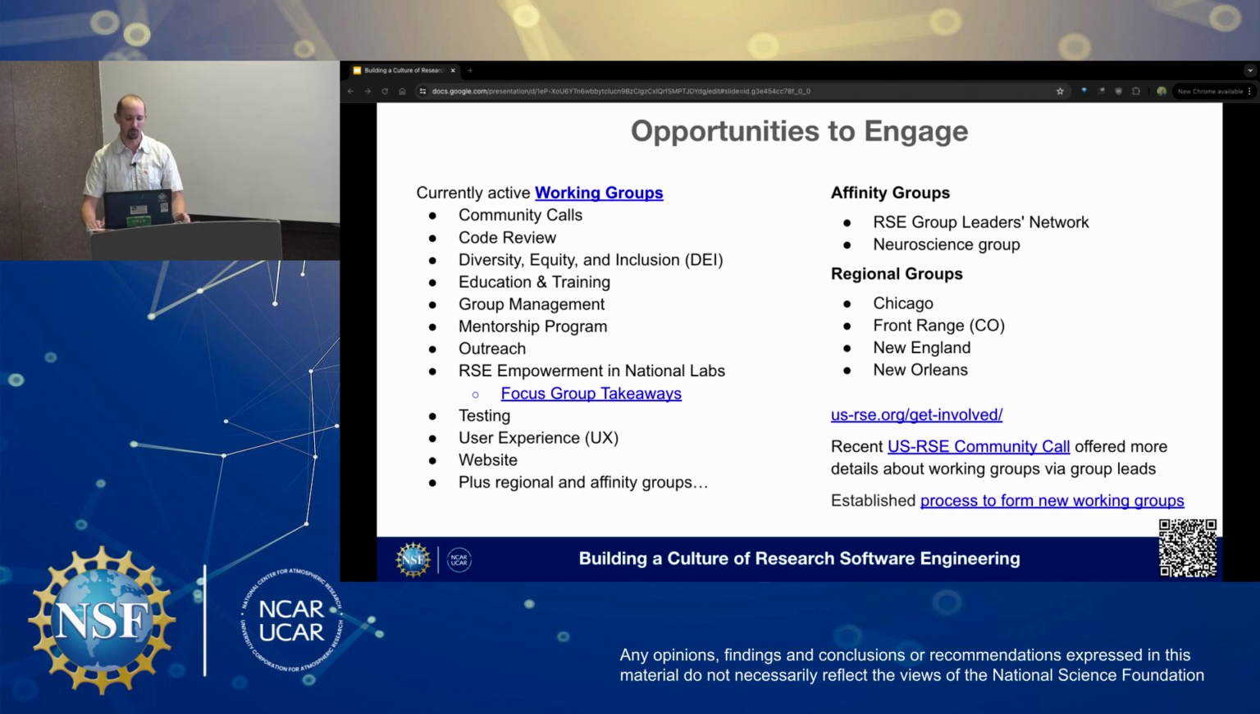There's also regional affinity groups. We even have an affinity group for the Front Range, Colorado area. There haven't been too many recent events. I believe one of the main people that used to organize a lot of them actually moved down to Florida. So if you're interested in specifically engaging in organizing more local events, that would be one to engage in.